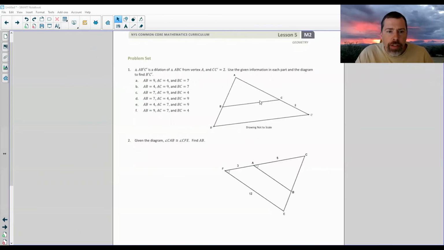Page 7 brings us to the end of lesson 5. Go to your problem set.